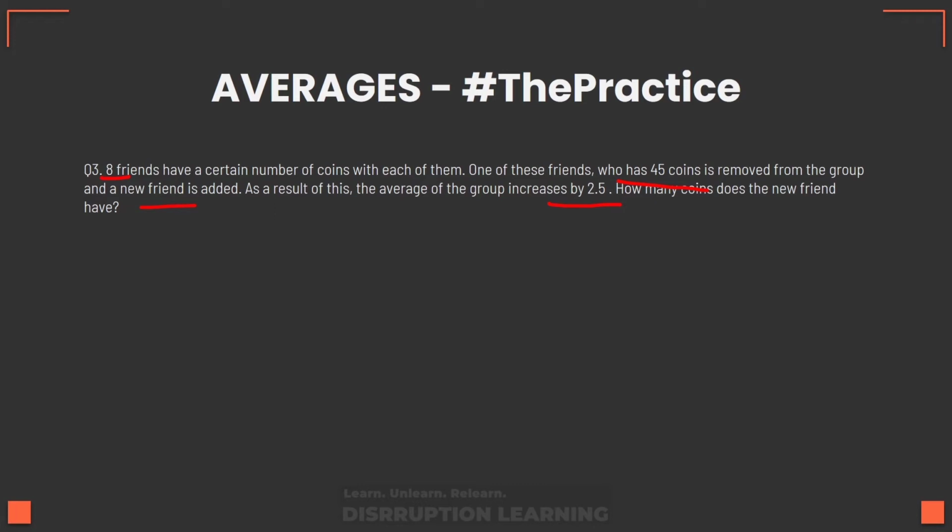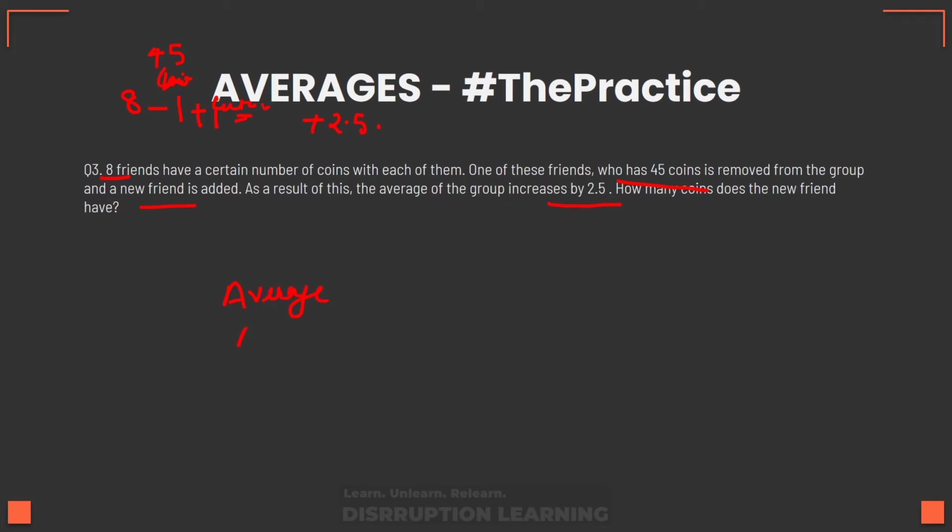There are 8 people. Okay. One of them was removed and then a new one was added. This one had 45 coins, and the new one has a certain number of coins. Right. Now after this exchange of people, the average has increased by 2.5. Right. So let's create a sort of table to solve this question. Now on one side I have average, okay.